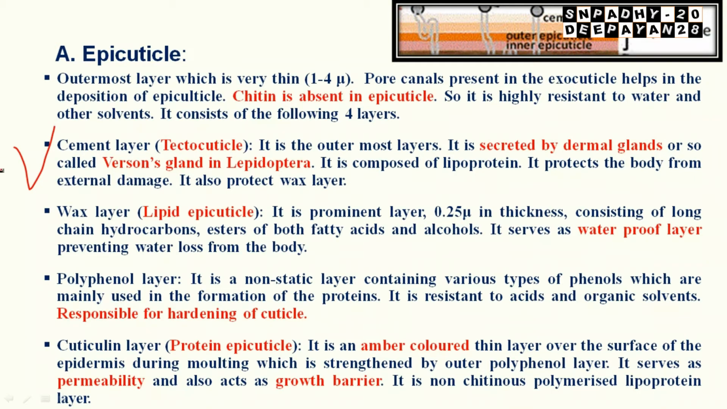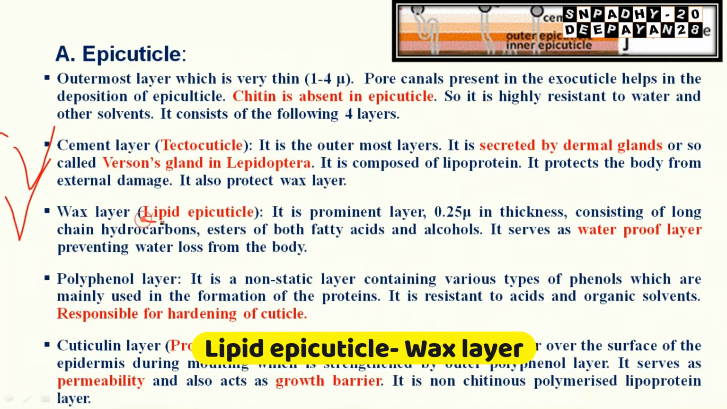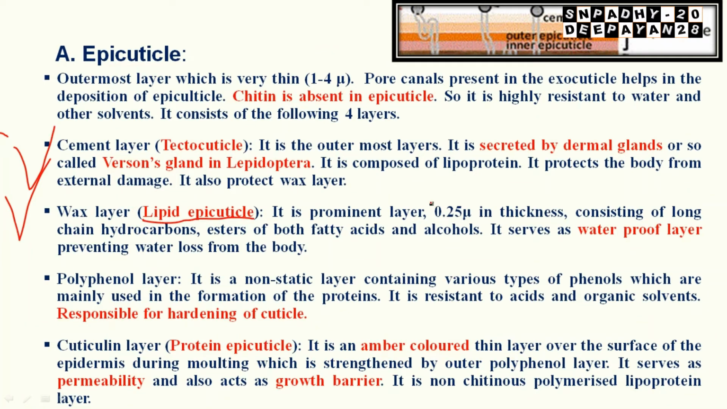Then come to the wax layer. What is the wax layer? This is also called lipid epicuticle. Thickness is 0.25 micron. It consists of long chains of hydrocarbons, esters of both fatty acid and alcohol. This is not that important. This one is important, the thickness. I forgot to highlight it, but it is important. The thickness is 0.25 micron.